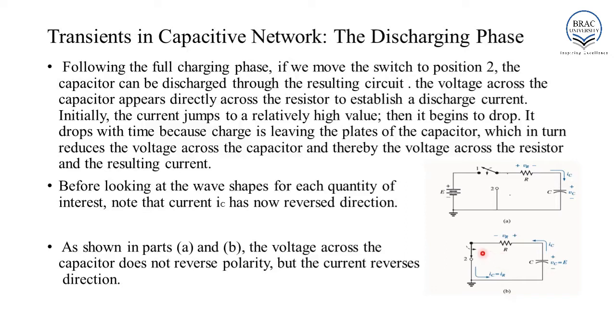As soon as the switch is moved to position 2, the current will jump to a relatively high value. Then it begins to drop. It will start to decrease because charge is leaving the plates of the capacitor, which in turn will reduce the voltage across the capacitor and thereby the voltage across the resistor and the resulting current.